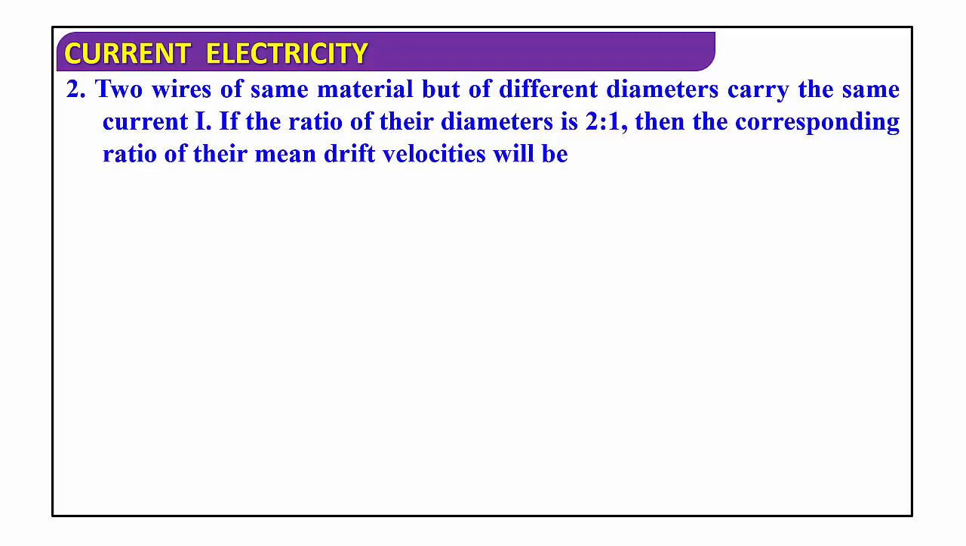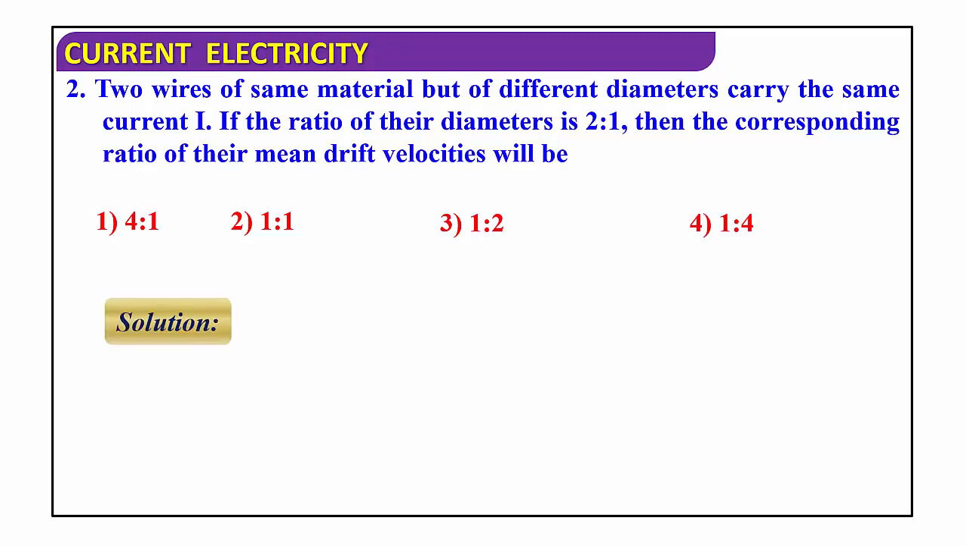Two wires they had given, both are made of same material, both carrying the same current but having different thickness, means diameter. So one is much thicker, means 2:1. First wire has diameter 2 and the second wire has diameter 1. Then the corresponding ratio of their mean drift velocity will be. So we have to find the drift velocity which is denoted by Vd. About that you already studied in your regular theory classes, you can remember. They had given 4 options.